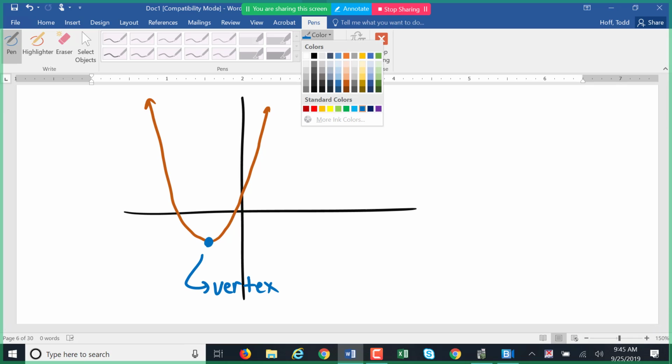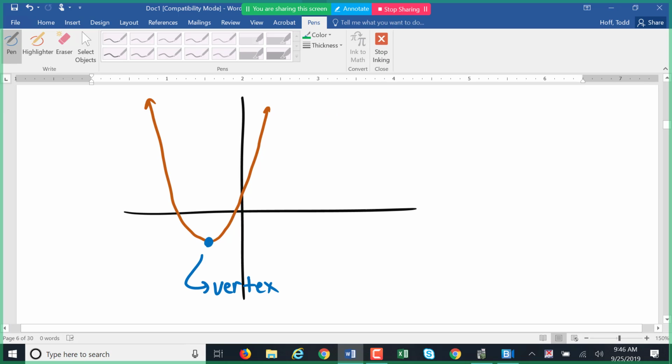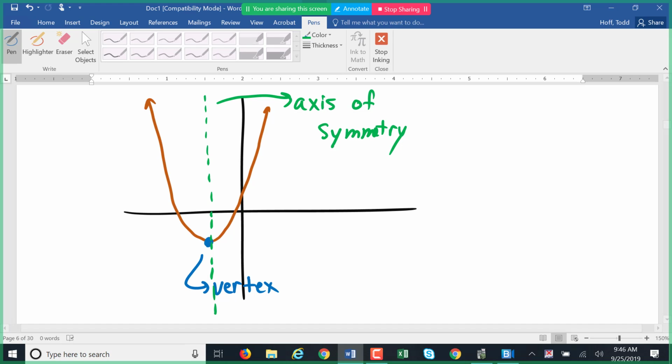Well, through that vertex is a vertical line, or if it's a horizontal parabola, it'd be a horizontal line. That line is called the axis of symmetry. We talked about symmetry a little bit, which means an axis being symmetrical means it can be folded about that axis, and one side will lie on top of the other side. Now, I didn't draw this perfectly straight, but if I had, you would see that I could take the left side here and fold it over onto the right side.